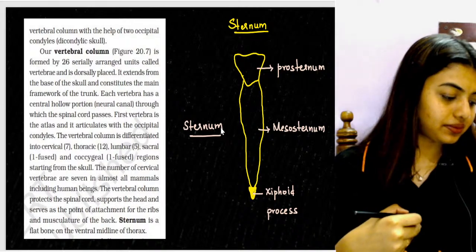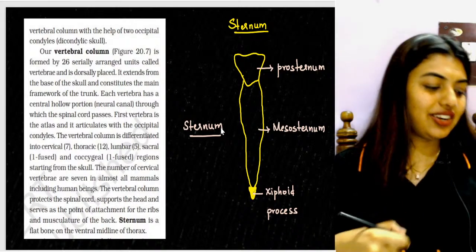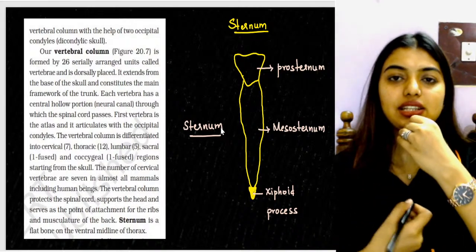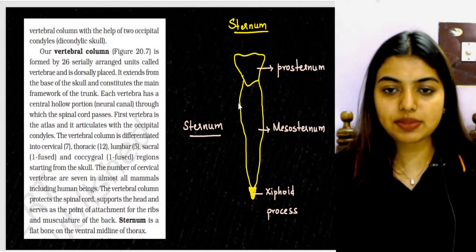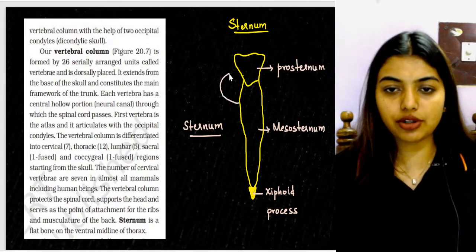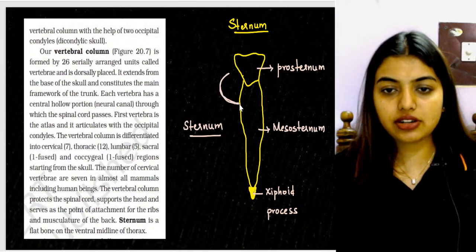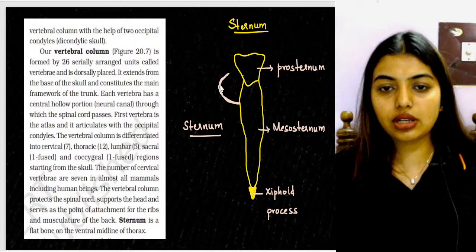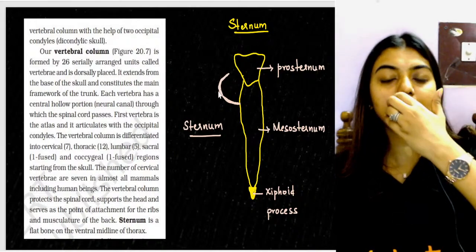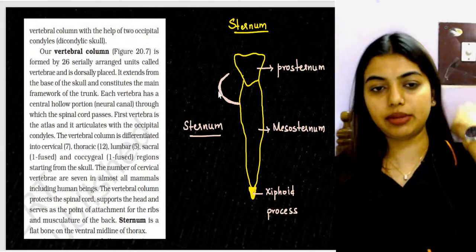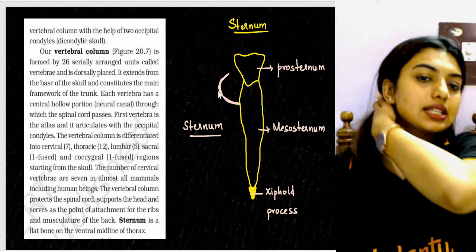This is present ventrally, students. To this only your ribs are going to attach. Like this your ribs are going to attach to the ventral side, it is going to attach to the sternum. I have taught you in breathing, no? And to the dorsal side, it is going to attach to the thoracic vertebrae. Now this is clear, no?